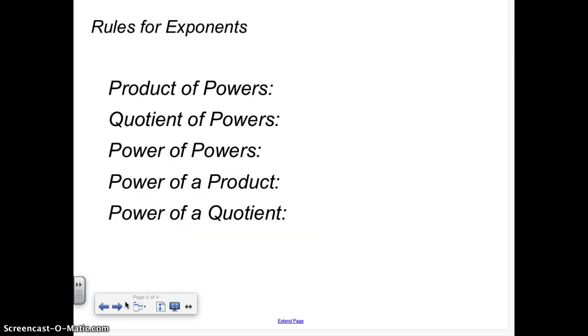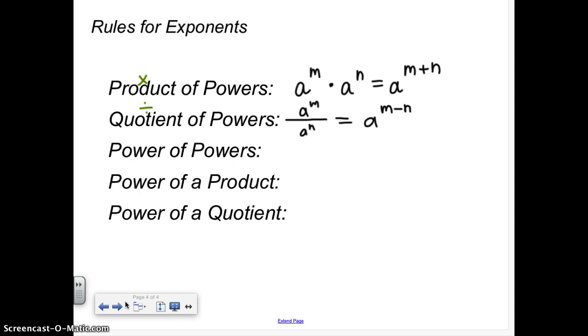Product of powers. When we multiply two powers, for example, a to the m times a to the n, well, we add them. I don't care if m is 1/2 and n is 3/2. We can still add them. Quotient. When we divide a to the m over a to the n, when we divide, we subtract. That does not change for fractions. Okay? Power of powers. Now we got like the whole double exponent happening.